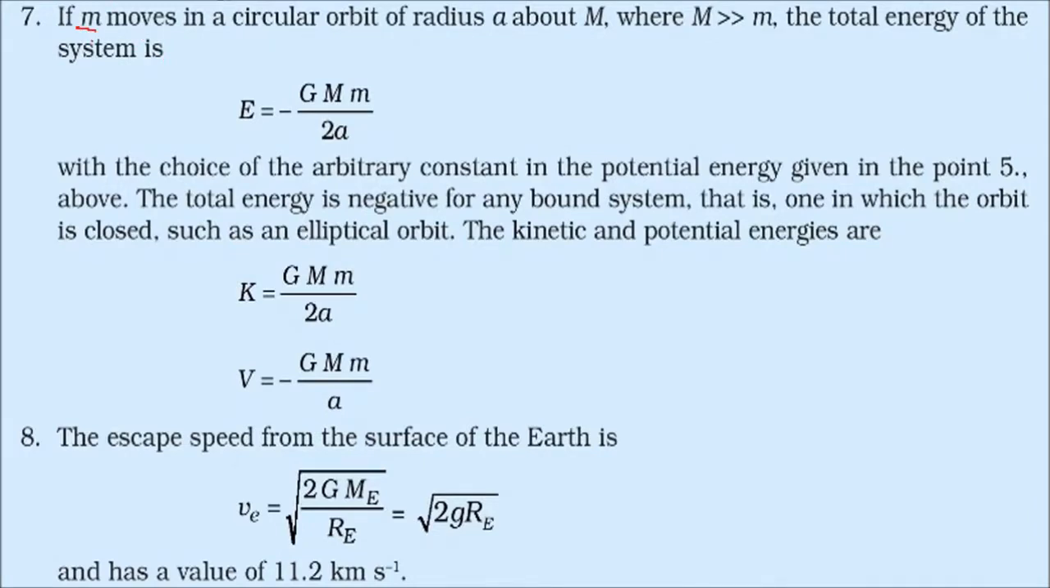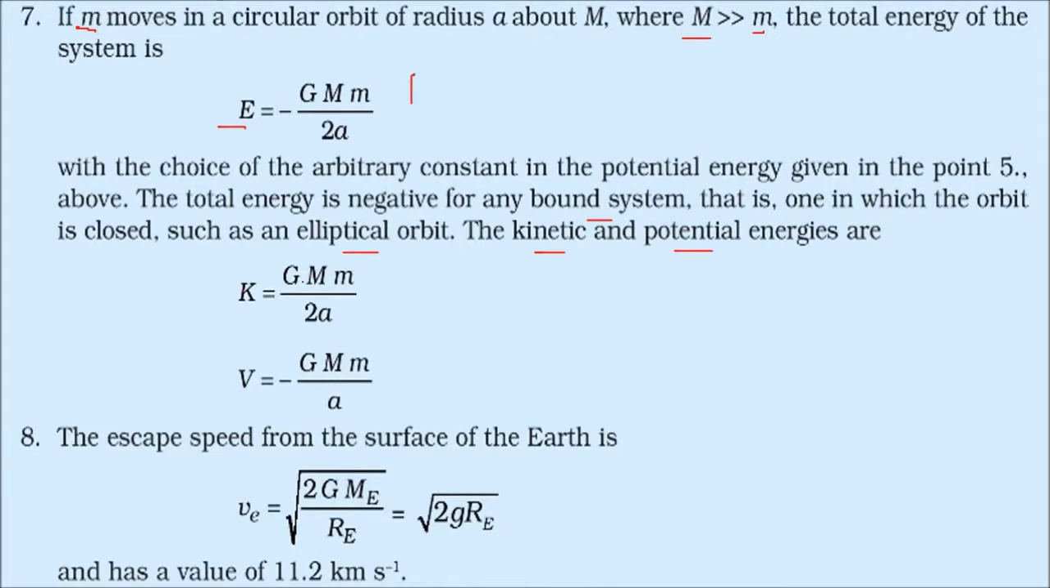If mass m moves in a circular orbit of radius a about mass M, and M is very large as compared to the small m, the total energy will become E equals minus G M m by 2a. Here there is a choice of arbitrary constant in the potential energy, as we saw in the previous point. The total energy is negative for any bound system, that is one in which the orbit is closed, that is an elliptical orbit.